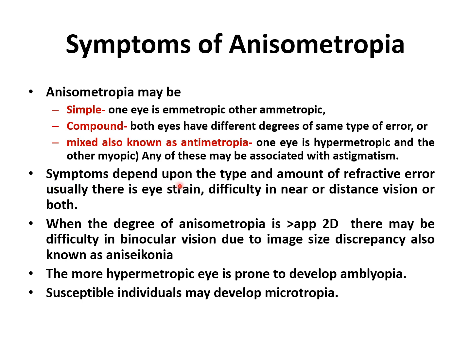Symptoms depend upon the type and amount of refractive error. Usually there is eye strain, difficulty in near or distance vision, or both. When the degree of anisometropia is more than approximately 2 diopters, there may be difficulty in binocular vision due to image size discrepancy, also known as aniseikonia. The hypermetropic eye is more prone to develop amblyopia, and susceptible individuals may develop microtropia or small degree squint.